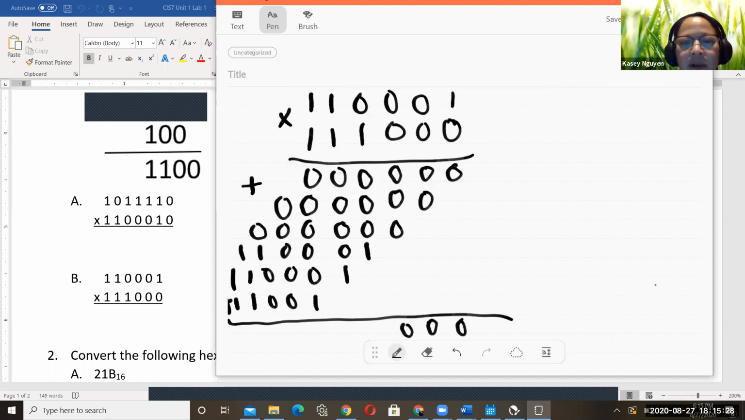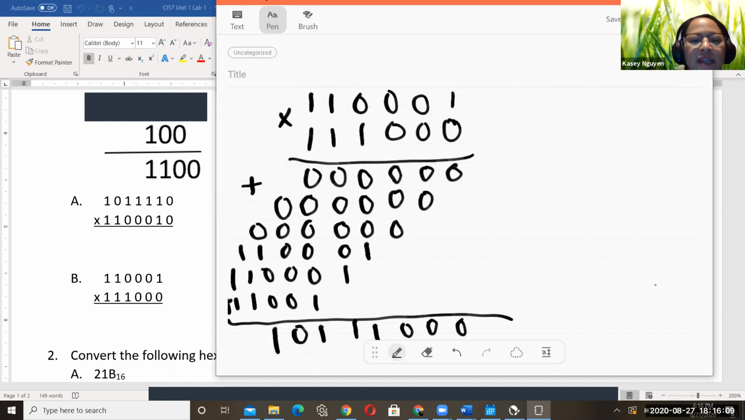0 plus 0 is a 0. 0 plus a 0 is a 0. 0 plus 1 is a 1. 0 plus 0 is a 0. 0 plus 0 is a 0. 0 plus 0 is a 0. 0 plus 1 is a 1. And again, these are going to give us 0. 0 plus 1 is going to give you a 1. And then these are all 0. This is going to give us 1 because 0 plus 1 is a 1. 1 plus a 0 is a 1. 1 plus a 0 is a 1. So you get a 1.